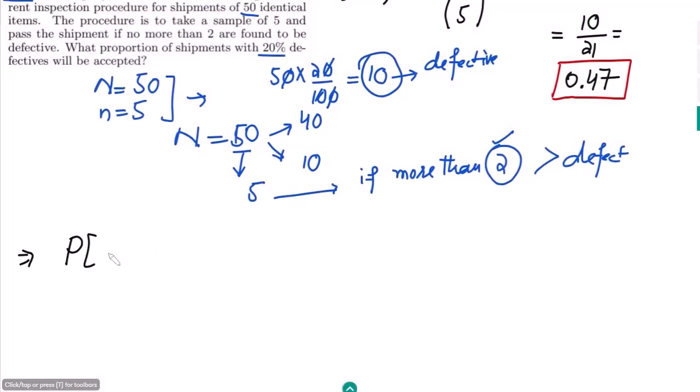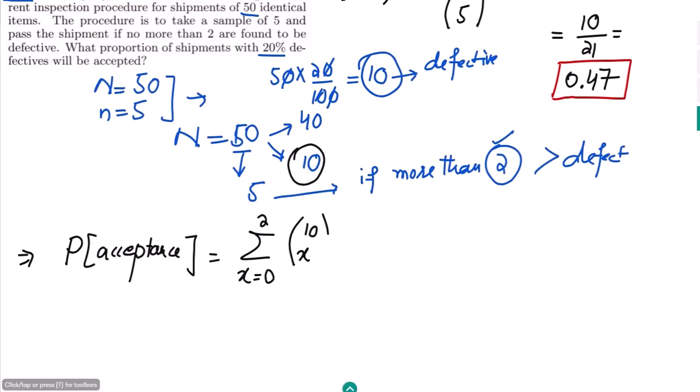Here, the probability of acceptance is what? We will have all the items x from 0 to 2, and all of these items will be from the defective items, which are 10. Okay, and the remaining items here are 40, and all the other items were from it, so it would be 5 minus x. Okay, and whole divided by 50 choose 5.